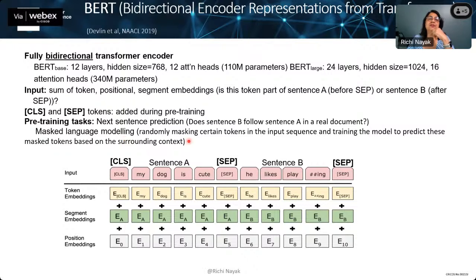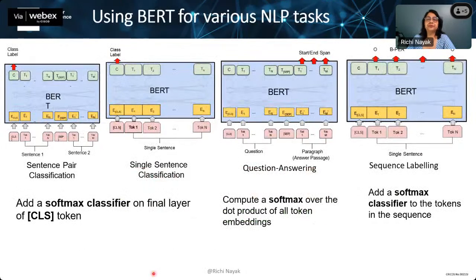And the masked language modeling would randomly mask. So you have token embedding, segment embedding, and position embedding. You use the sum of these embeddings, and then your model represents the input. You can use these embeddings for many purposes, like classification or translation and so on. So let's see how BERT is being used. If you have sentence pair classification, sentence 1 and sentence 2, then you can add a softmax classifier on the final layer of the CLS token, the class label token.